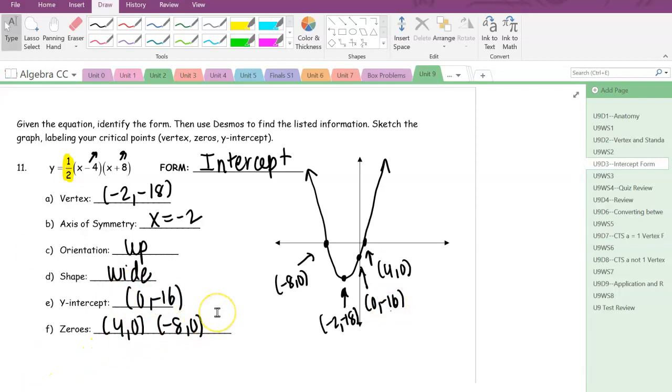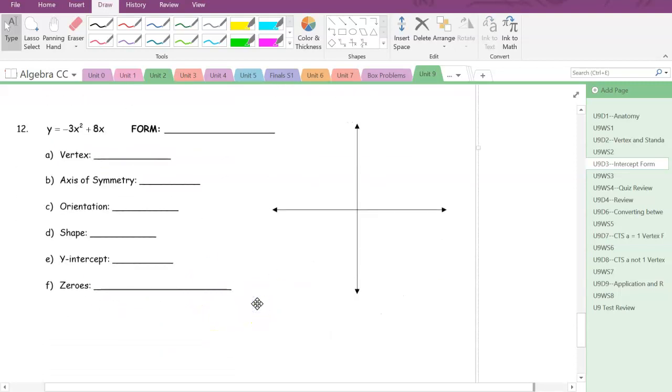All right, one last equation to graph. So we have -3x squared plus 8x. This has no parentheses at all. That means this will automatically be standard form. And we can't find the vertex yet. We can't find the axis of symmetry yet. Orientation though, here's my a value. It is negative, so this is going to be down. The 3 is more than 1, so that makes it narrow.